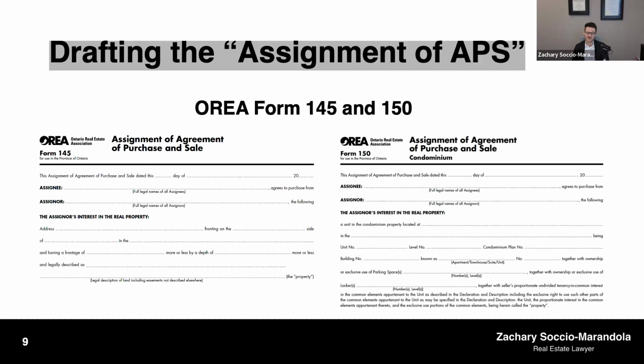Drafting the assignment of APS. So this is a document. You're dealing with either ORIA Form 145 or ORIA Form 150. Really, the only difference here is what you're looking at. When you're looking at the assignor's interest in real property, when it's not a condominium, you're dealing with this form, and this one when it is, right? Just a different way to describe the properties. Other than that, they're virtually identical.